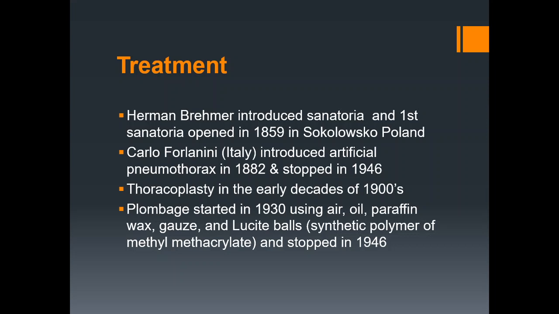After that, they introduced thoracoplasty, where they crush the ribs and collapse the part of the lung in which tuberculosis is present. But that resulted in malalignment of the spine. So later on, they introduced lucite balls, where they insert inert substances in the pleural space to collapse the part of the lung which is affected without disturbing the alignment of the spine. But all these stopped in 1946.